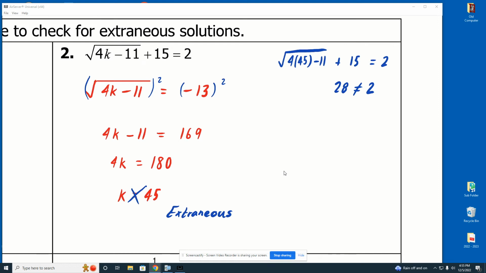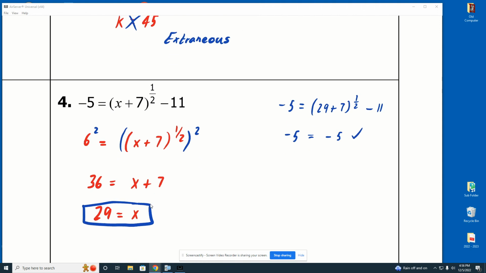Here's number 2. You can tell I subtracted 15. Then I got rid of that square root by squaring both sides. Then I just solved the problem, as you can see, and got the value 45. I plugged 45 back in, and remember, this is just straight calculator. Just type in the square root of 4 times 45 minus 11, and then scroll outside to the right and put plus 15, and it gives me 28. That is not equal to 2. Therefore, the answer cannot be 45. It's extraneous. Let's move on to number 4.